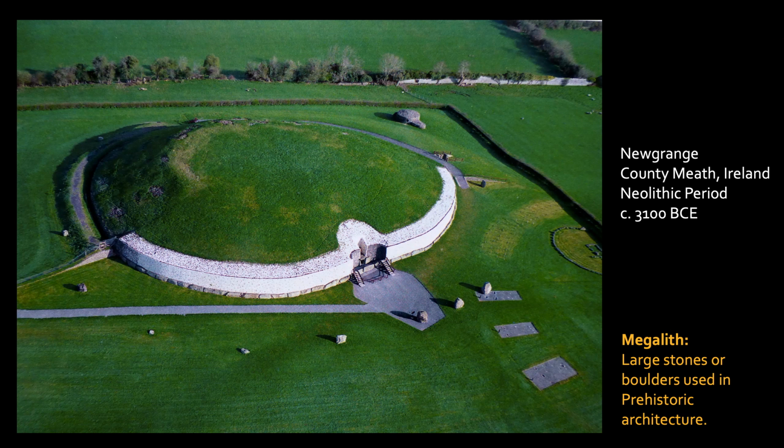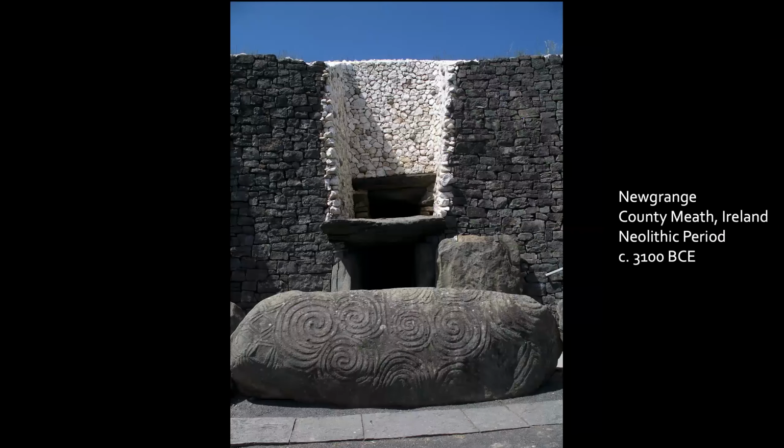Let me show you the entrance. We're going to go down to the entryway. Here is the entrance into Newgrange, and you can see it's a stone entrance. We have a large megalith right in front of the image here with those spiral designs. It has been cleaned up and restored, but you get a sense of what this would have originally looked like.